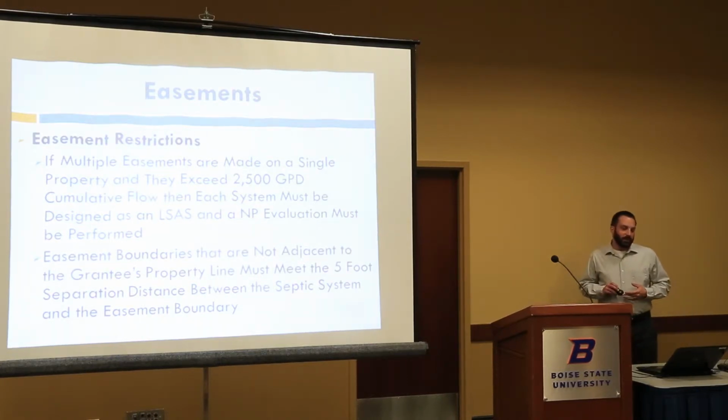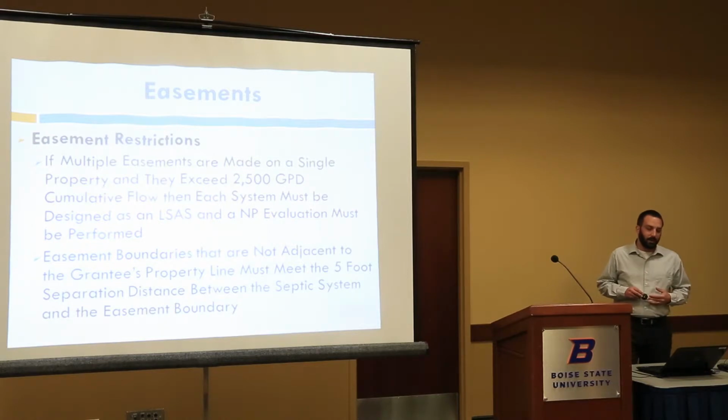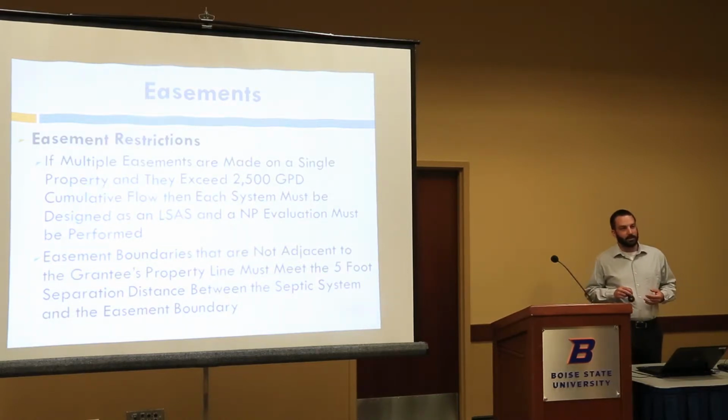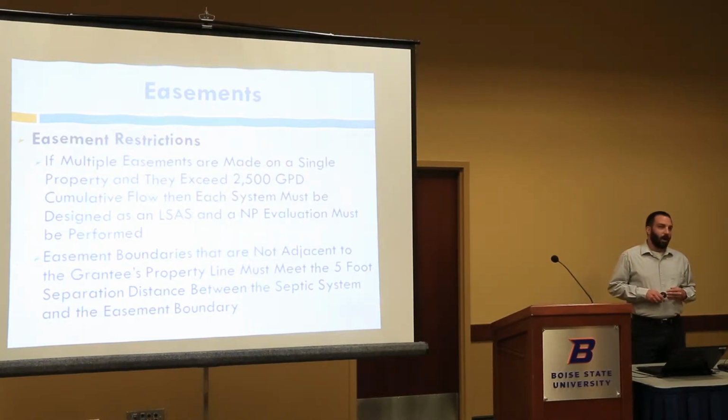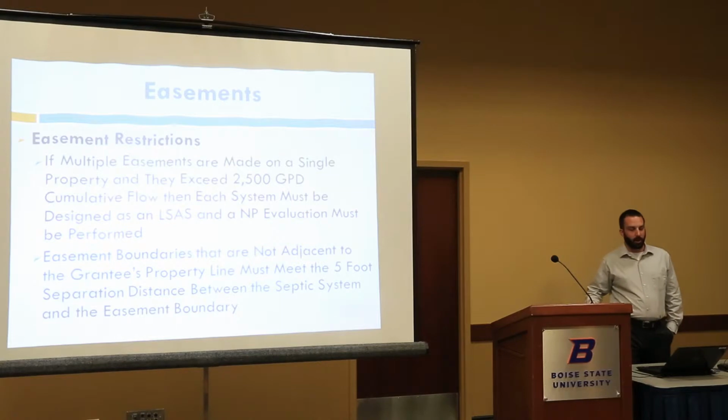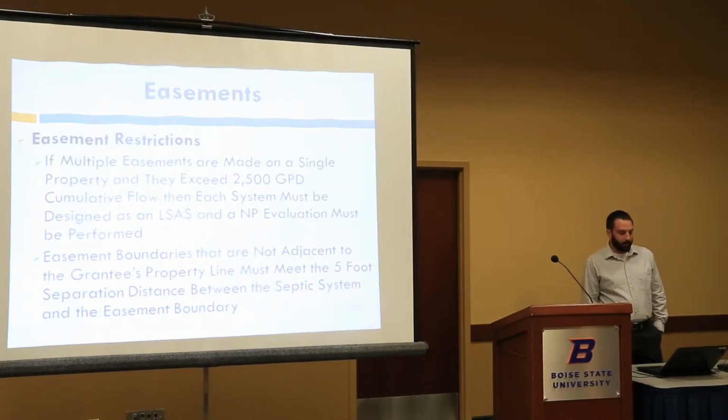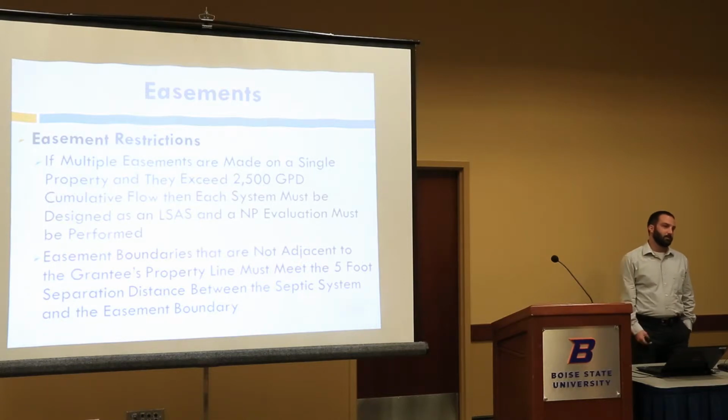Easement boundaries that aren't adjacent to the grantee's property line need to meet the 5-foot separation distance between the septic system and the easement boundary. So basically, you have your property line setbacks. Those relate to your easement lines as well, the easement boundaries, with the exception of just the one easement line that your property actually shares with whatever that neighboring property is. So you can encroach on your own property line, but you have to maintain the 5-foot to the easement boundaries.